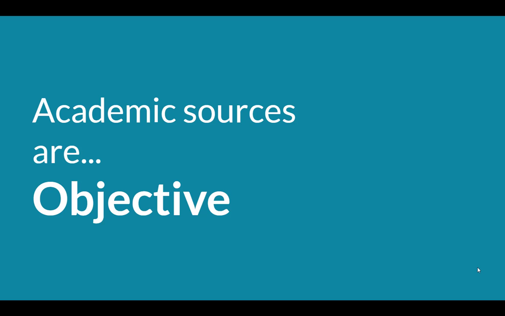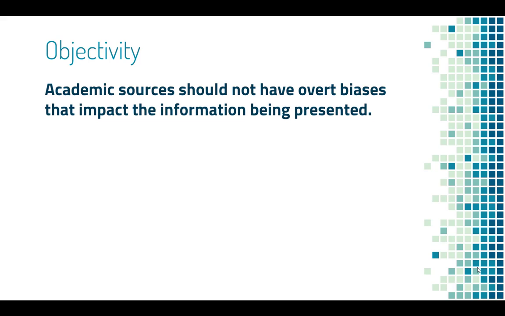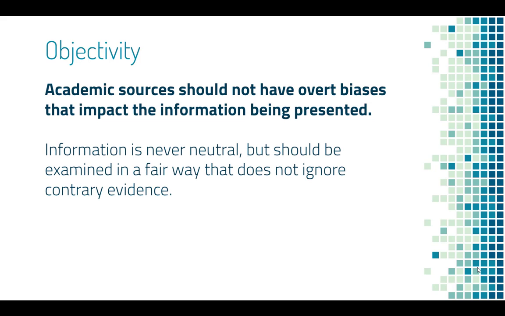Academic sources are objective. Objectivity. Academic sources should not have overt biases that impact the information being presented. Information is never neutral, but should be examined in a fair way that does not ignore contrary evidence.